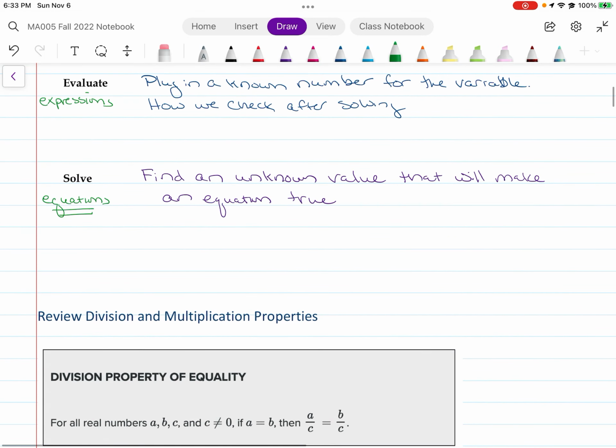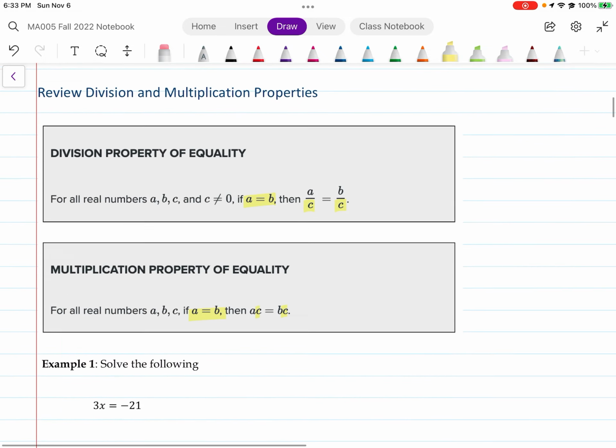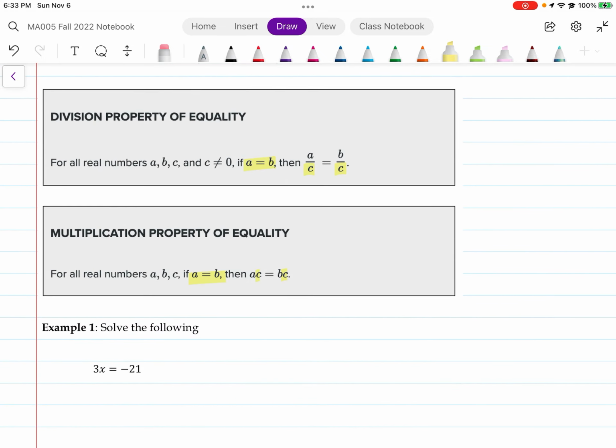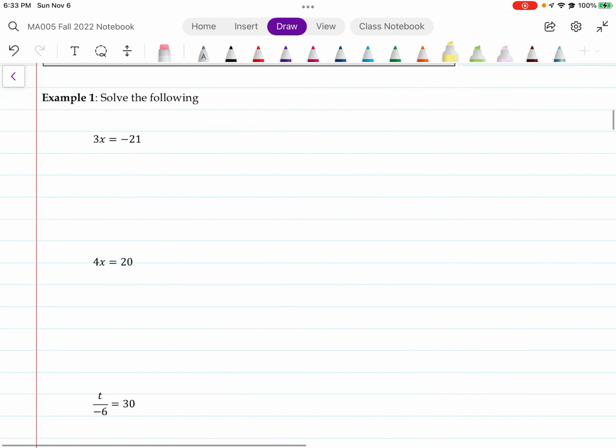Okay, so let's move on. Let's review division and multiplication properties. For all real numbers, if A equals B, then we can divide both sides by C and it's still equal. The multiplication property says if A equals B, then we can multiply both sides by some other number, we'll call it C, and it'll still be equal. As long as you do the same thing to both sides, it's still equal. Okay, so that's the key to all of this. All right, so just a little review here. Let's solve these. Pause the video and see if you can get these right.